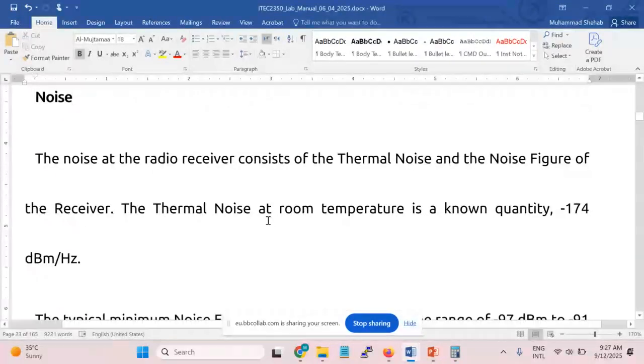Noise. The noise at the receiver consists of the thermal noise and the noise figure of the receiver. Usually the noise is around minus 174 dBm per hertz.